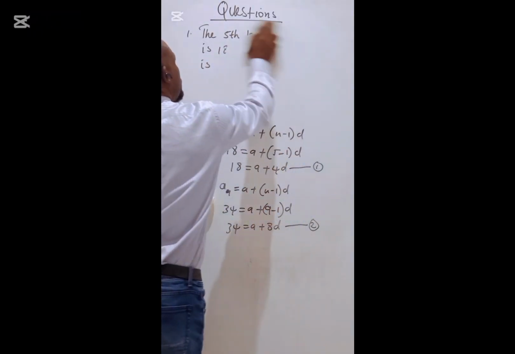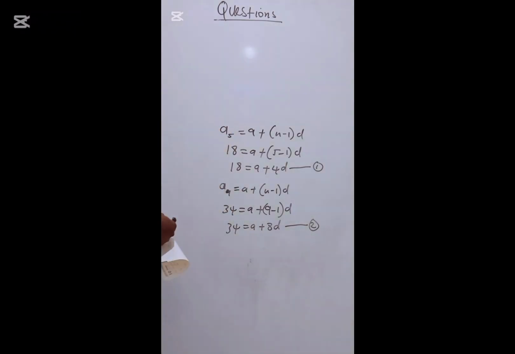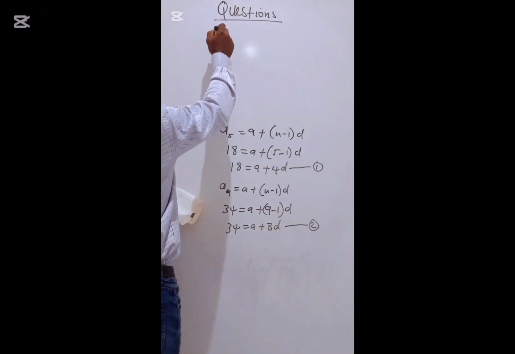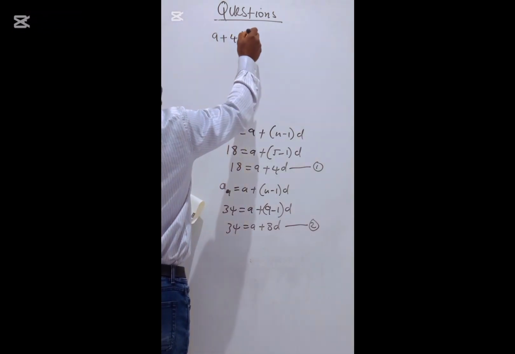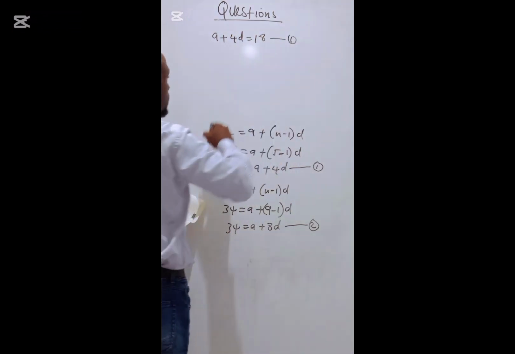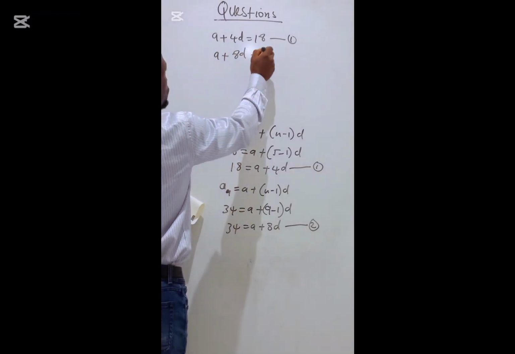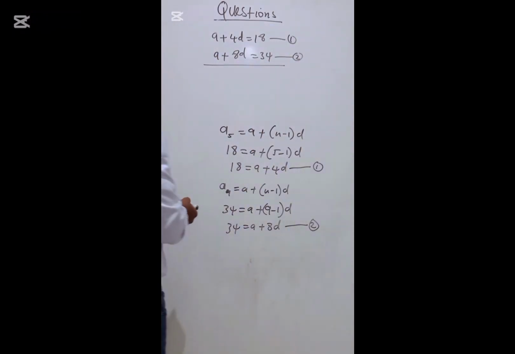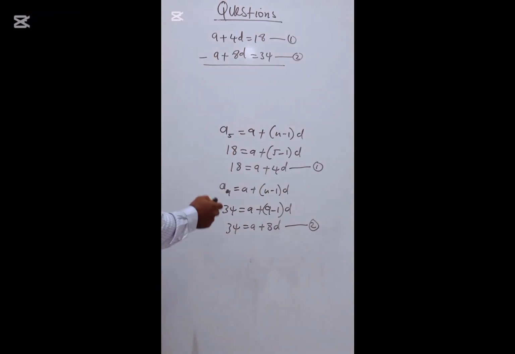So to get the values of a and d, I'm going to use simultaneous equations. These are simultaneous equations. So I'm going to use the elimination method to solve for the values of a and d. So this is equation 1, which is the same thing as a plus 4d is equal to 18. a plus 8d is equal to 34, equation 2. So to apply the elimination method here, I'm going to subtract equation 1 from equation 2.